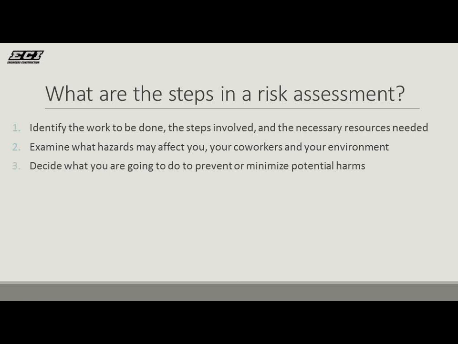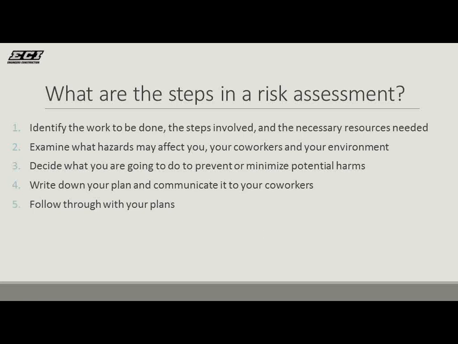Three, decide what you're going to do to prevent or minimize the potential harm. That's where we get into the hierarchy of controls. What are my options for minimizing those risks, mitigating those hazards, getting rid of them or controlling them? Four, write down your plan and communicate it to your coworkers. We have our JHA form. That's the actual medium for recording our assessment. The job site hazard assessment is not a hazard identification, it's a hazard assessment. And then five, follow through with your plan.